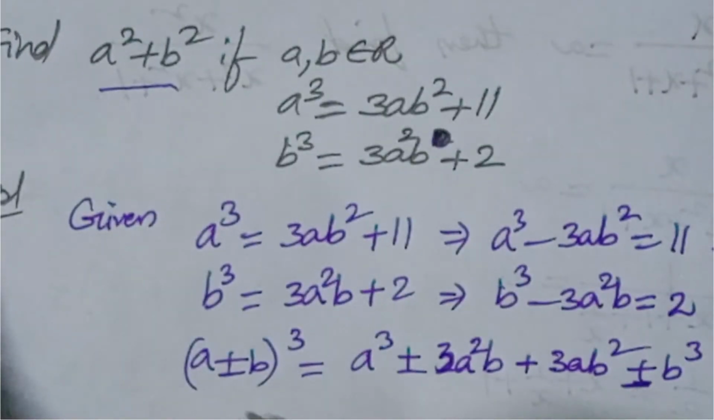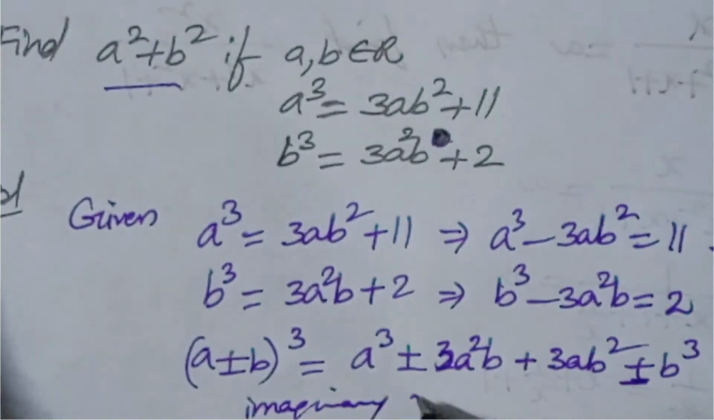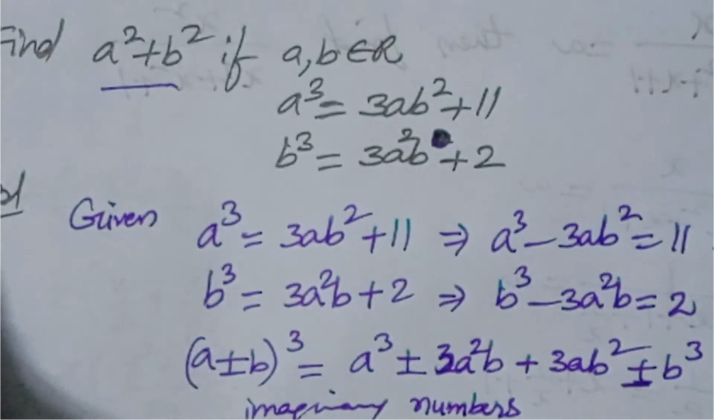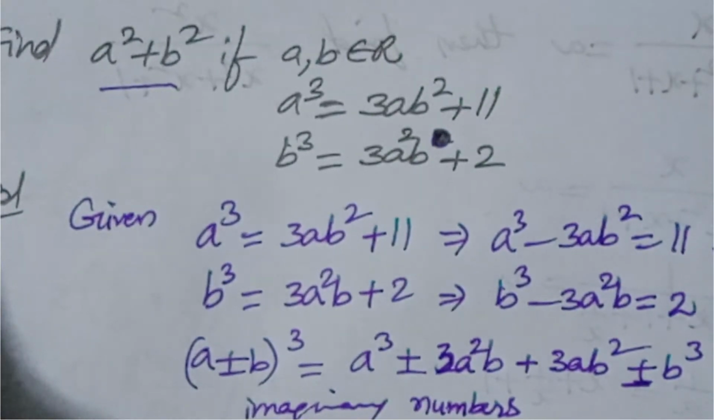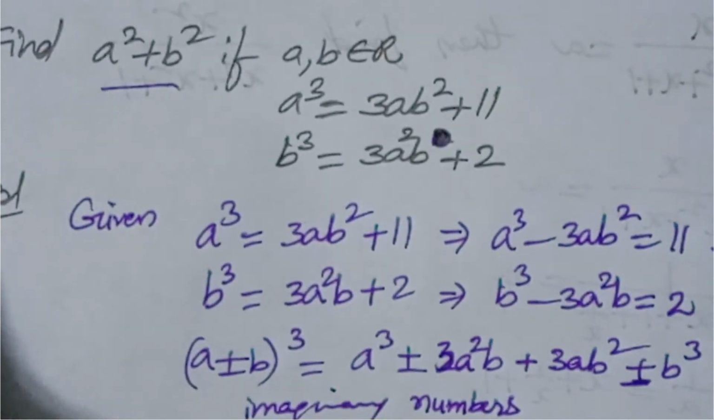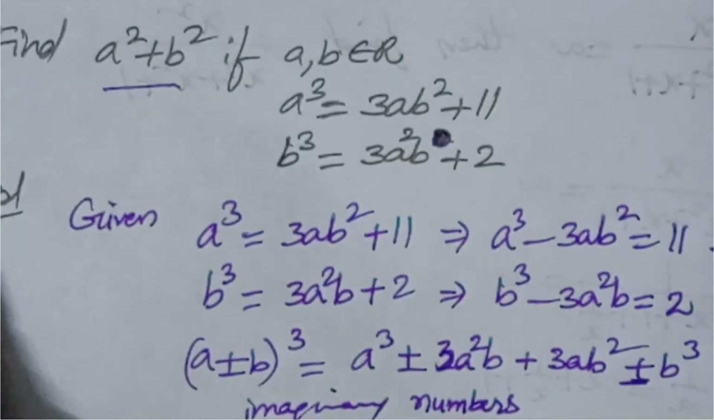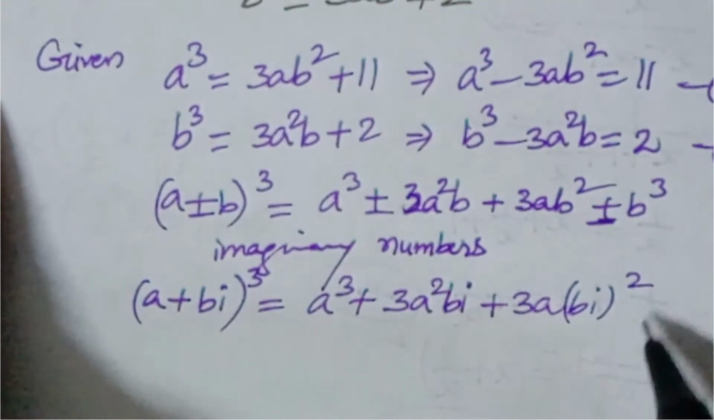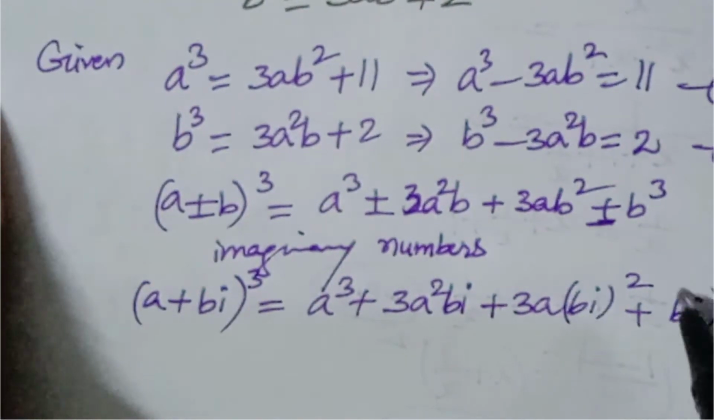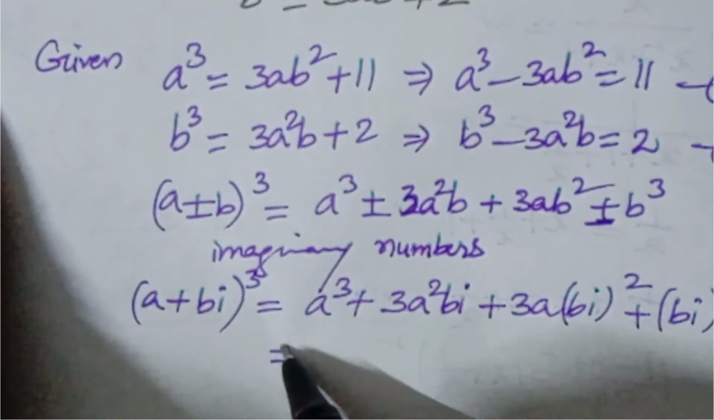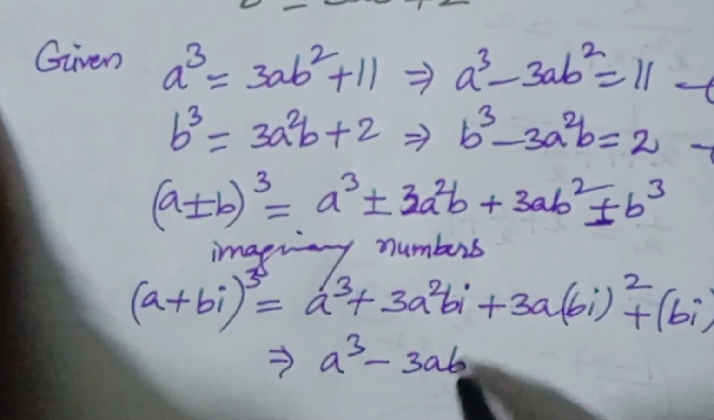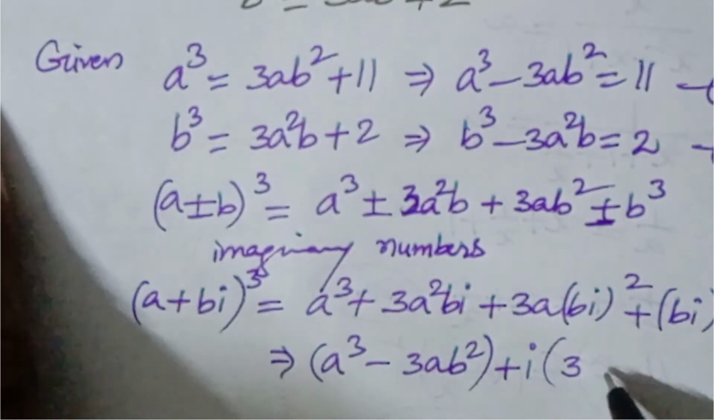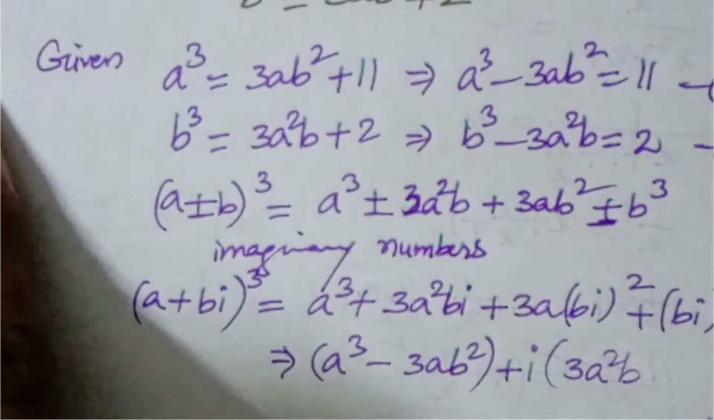So here we'll take imaginary numbers. a plus bi whole cube is equal to a cube plus 3a square bi plus 3a bi whole square plus bi whole cube. So here you can take common: a cube minus 3ab square plus i times 3a square b minus b cube.